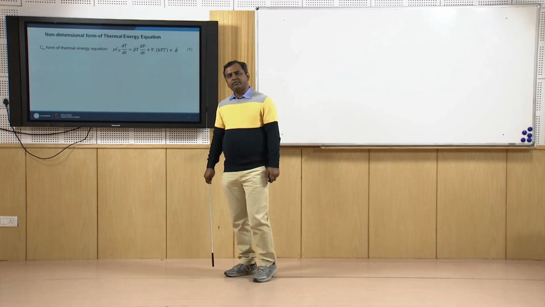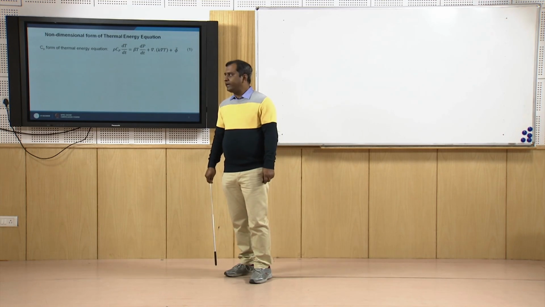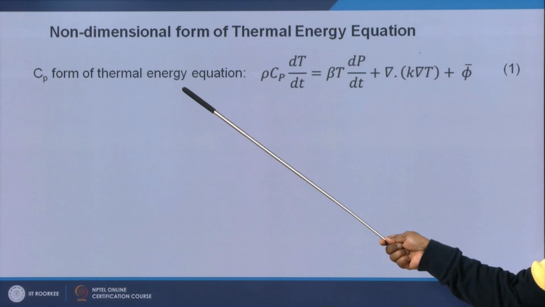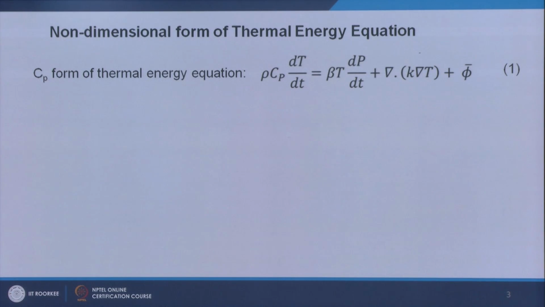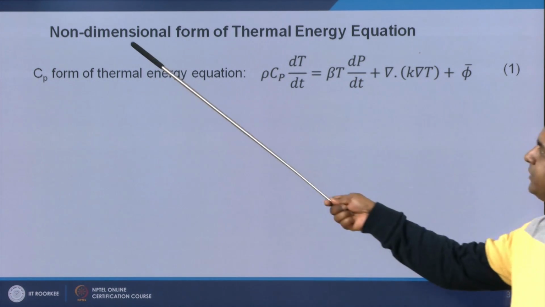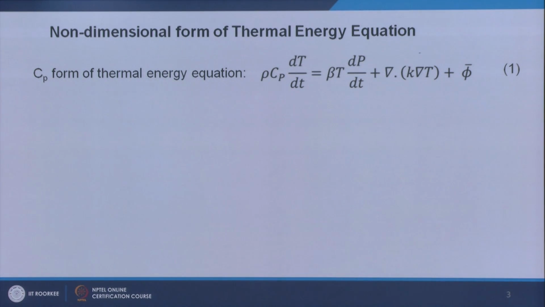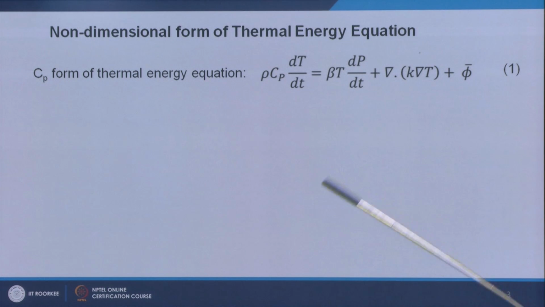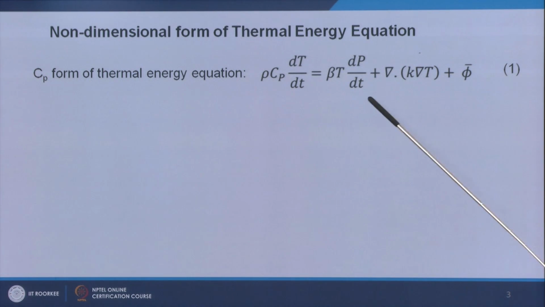So let me start from the previous lecture's endpoint. In the previous lecture we discussed the thermal energy equation, and we derived two forms. We will be starting from the Cp form and we will try to non-dimensionalize it using different parameters. In this equation you can see on the left hand side we have convection, and on the right hand side we have the compressibility term, then the conduction, and finally the viscous dissipation phi.